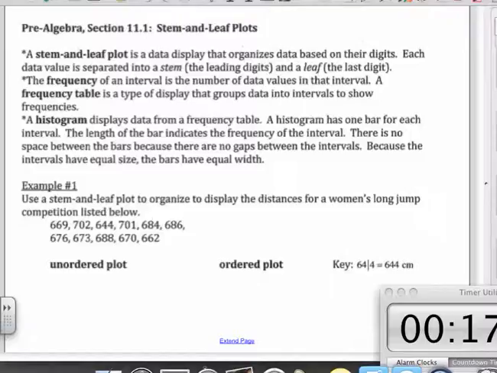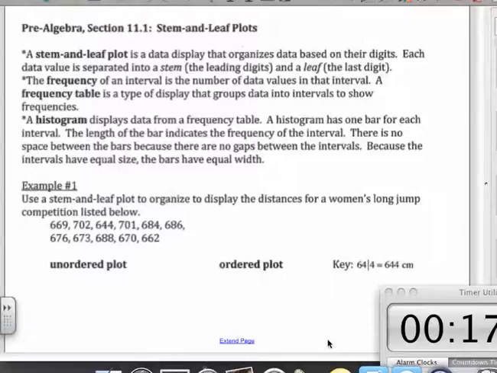I know you have this in front of you, but I want to read over this together. And it says, first, a stem and leaf plot is a data display that organizes data based on their digits. Each data value is separated into a stem, which is the leading digits, and a leaf, which is the last digit.